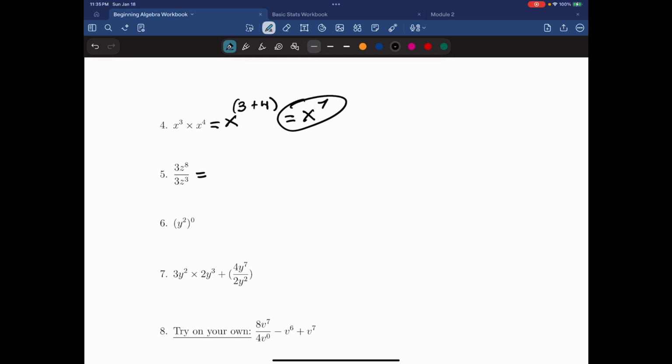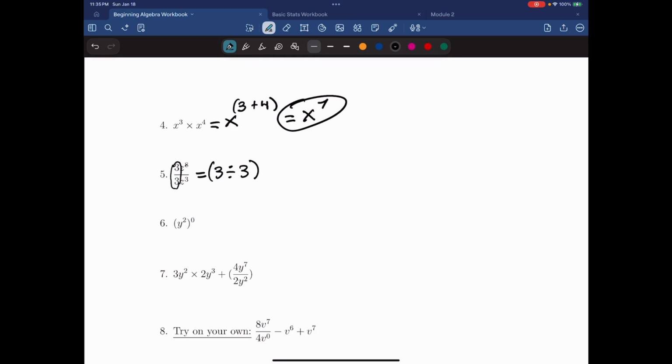Looking at example 5, I encourage you to pause the video and work through this together. And assuming you've given it a go, let's go through this. So for example 5, we have 3z to the 8th power, all divided by 3z cubed. So the first thing I'm going to do here is break apart this division problem into 2 separate problems. So I'm going to first divide the integers. So that's going to be 3 divided by 3.